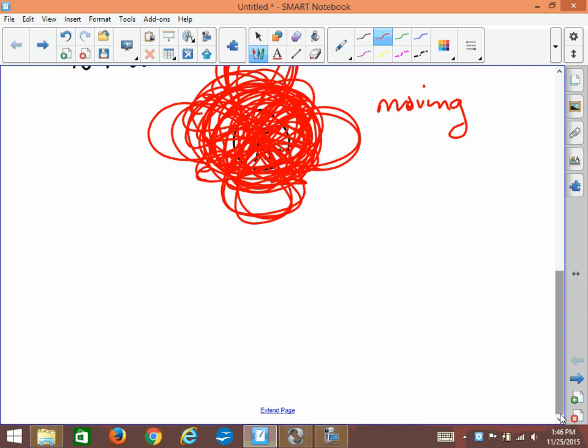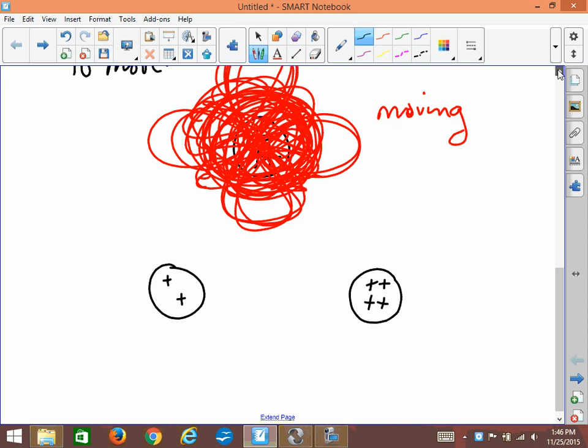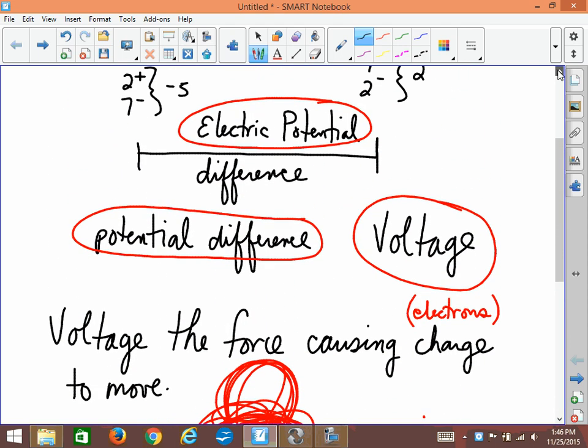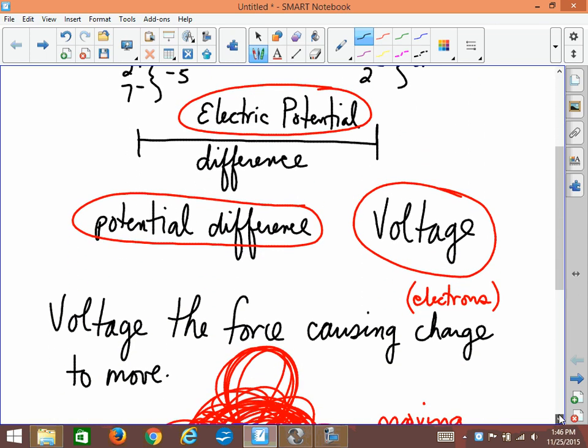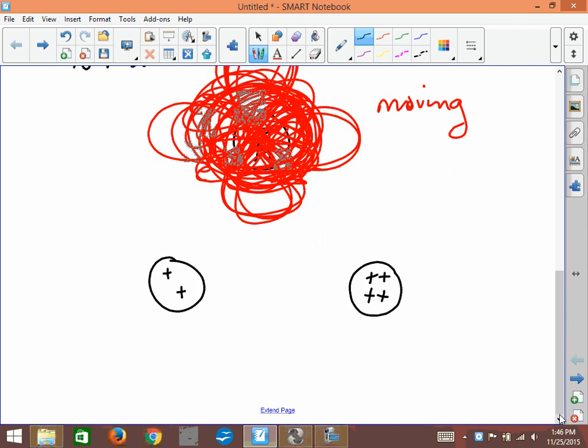Okay, so let's go back to that little picture we had. I think we had a guy that had 2 pluses and a guy over here with 4 pluses. Yep, 4 and 2, and 2 and 7. So we'll give them back their electrons and their negative and positive charges. This guy had 2 and this guy had 7. This guy over here has a positive charge, and this guy has a negative charge. We already saw that opposite charges attract. Remember the laws of electric charge.